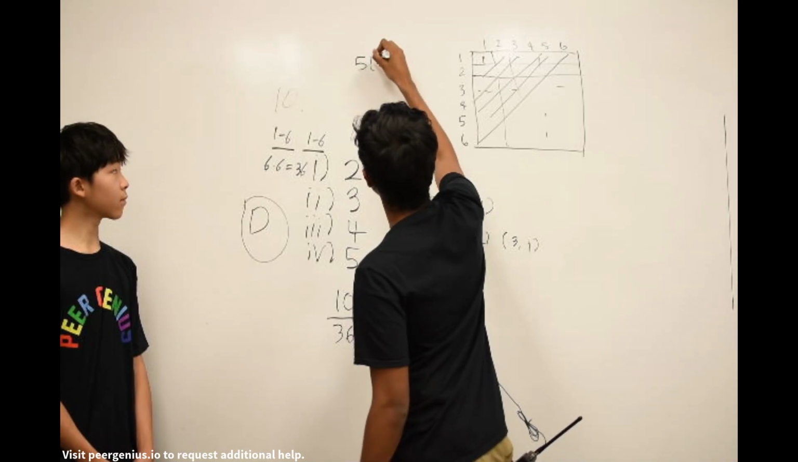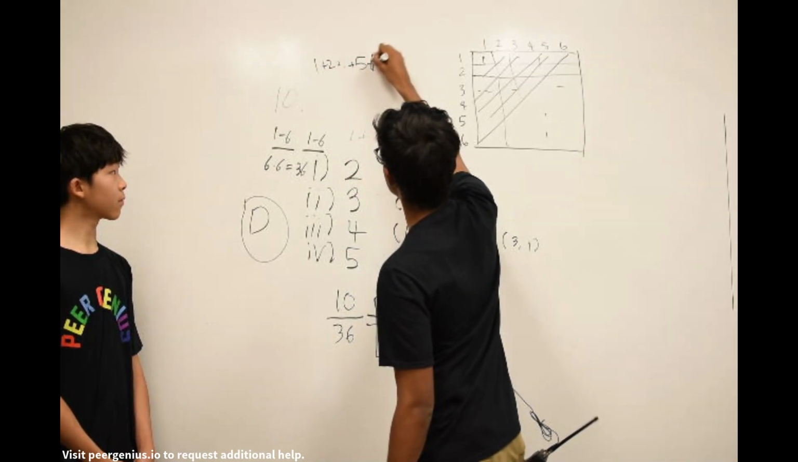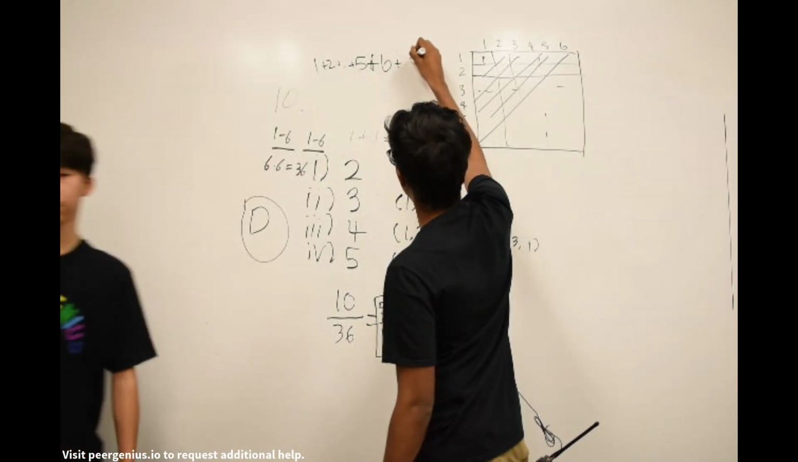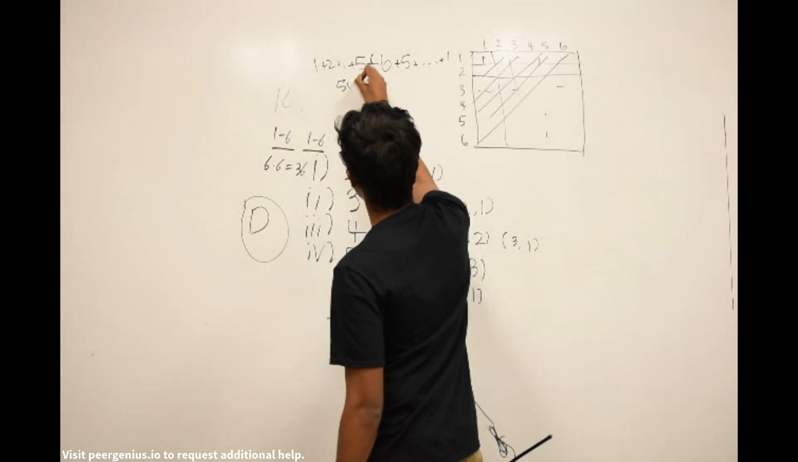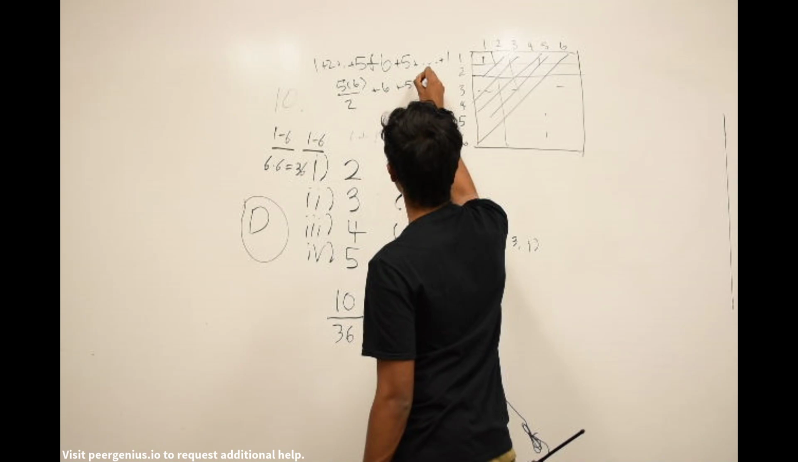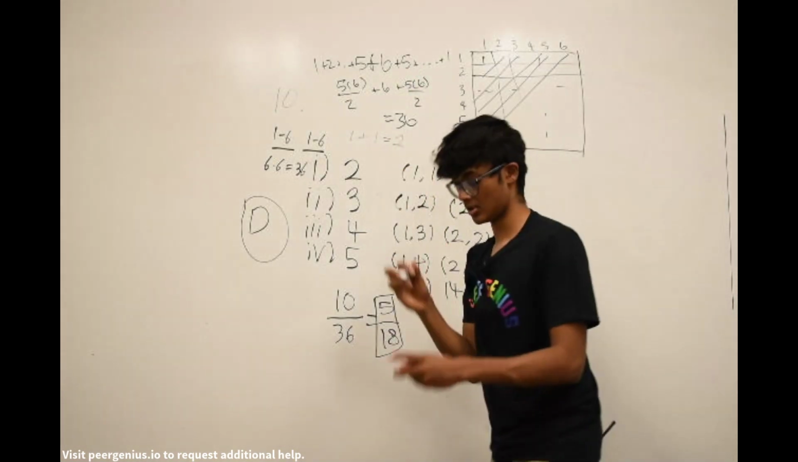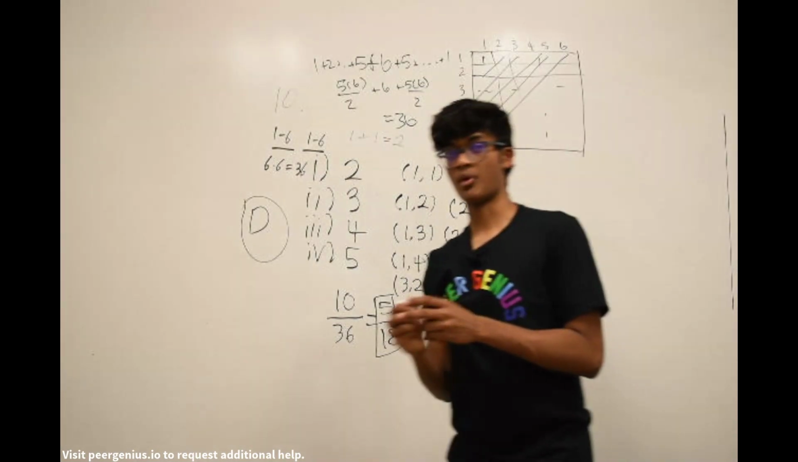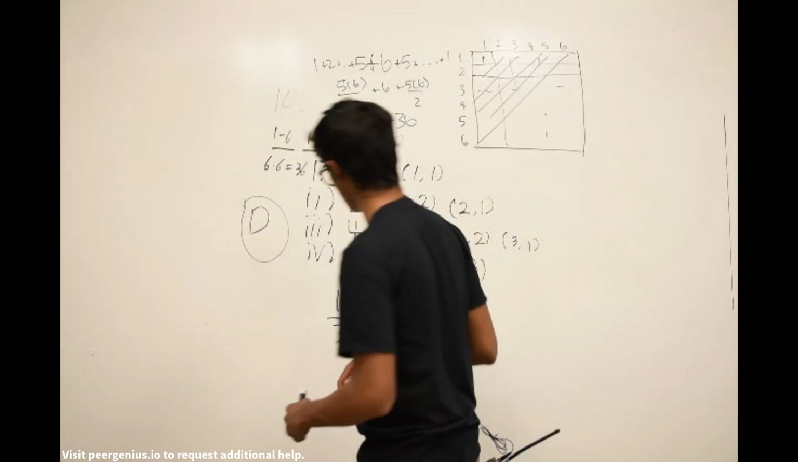So it goes 1 plus 2 all the way to 5, and then there's 1, 6, and then back down to 5 all the way down to 1, which is 5 times 6 over 2 plus 6 plus 5 times 6 over 2, which is equal to 36. So that just shows you the probability distribution of die rolls pretty much.